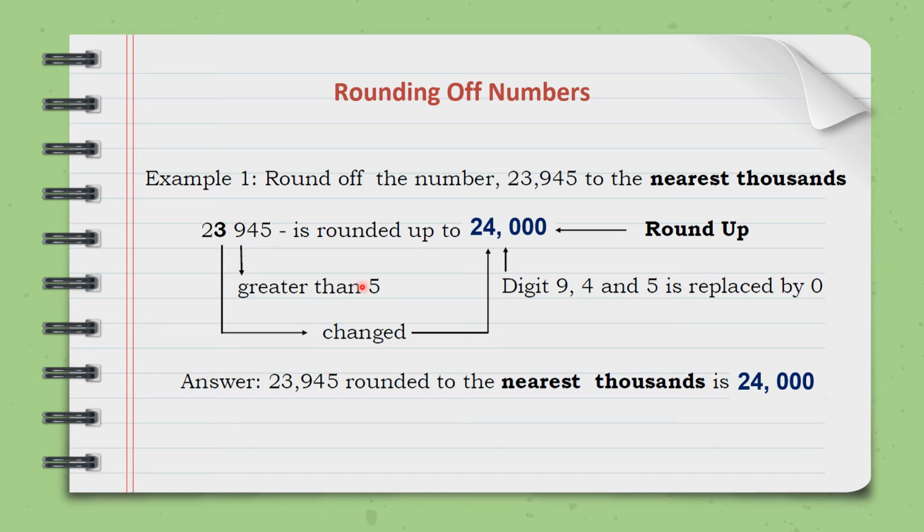Therefore, we have to add 1 to the place value to be rounded off, which is 3. 3 plus 1, we get 4. After that, we replace all the numbers on the right of the place value we rounded off with zeros. In this scenario, we replace the 945 with zeros. So our answer should be 24,000.